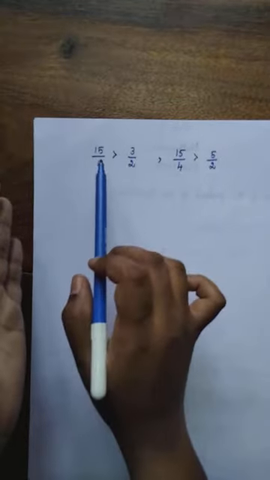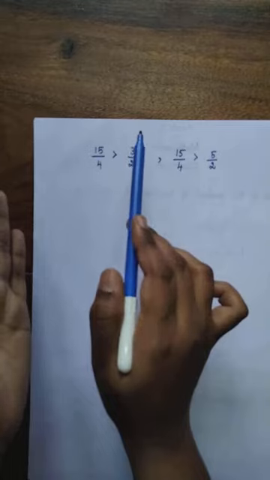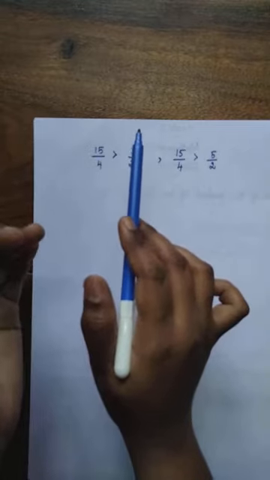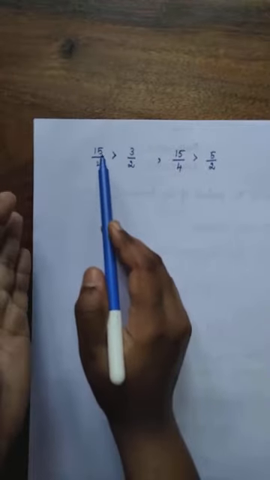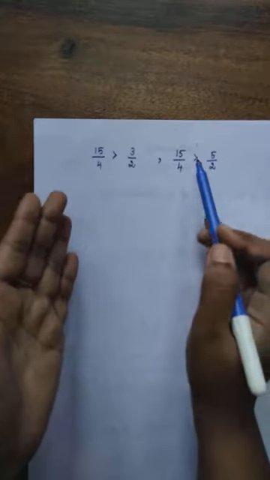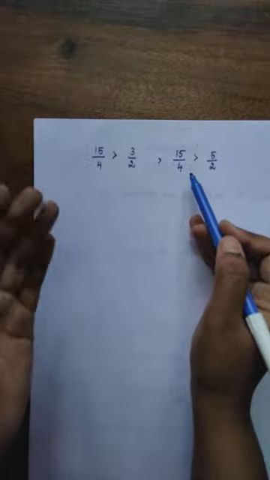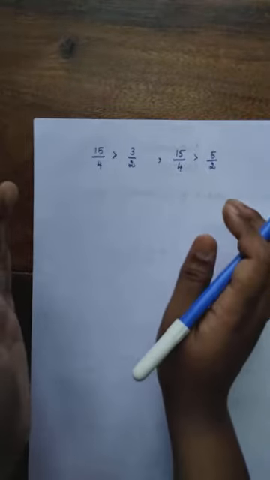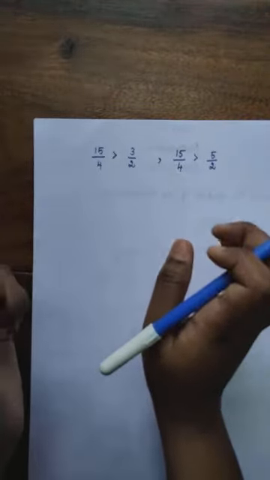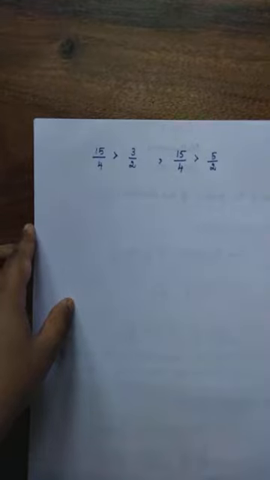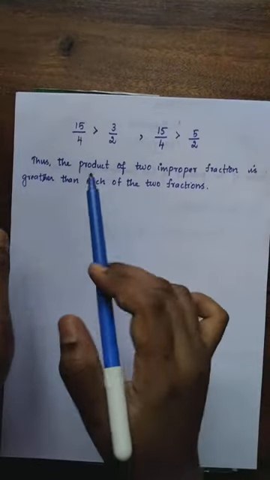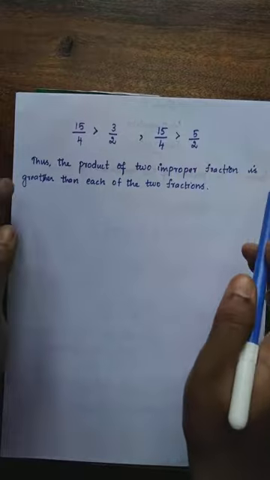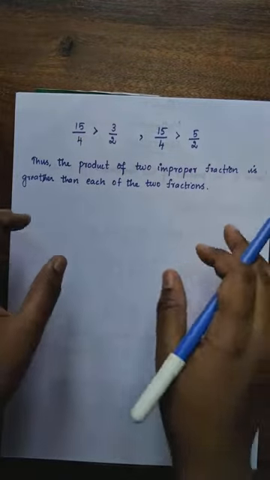Listen here, the product is greater than the given fraction. Here also the product is greater than the given fraction. So finally we can say the product of two improper fractions is greater than each of the two fractions.